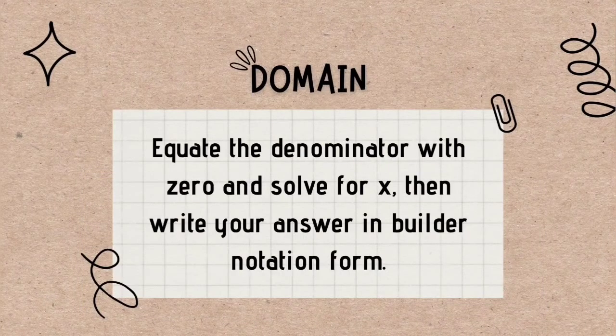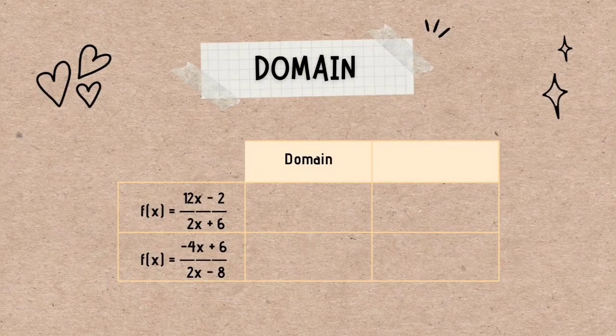Let's talk about domain. Domain, equate the denominator with 0 and solve for x. Then write your answer in builder notation form. So, katulad lang sa vertical, equate lang din natin ang denominator sa 0 at isa-solve for x. So, always remember, ang denominator ay dapat hindi maging equal to 0. So, let's start. I have 2 examples for you to more understand.